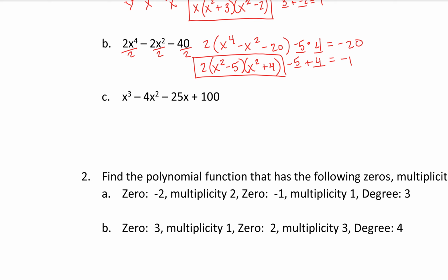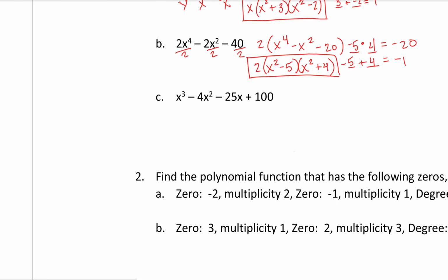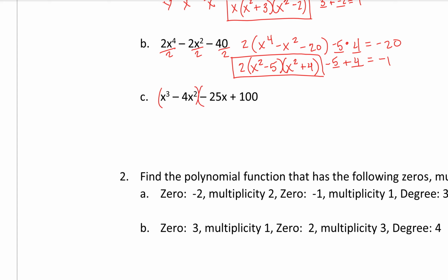All right, C. This is just a quartic. It has 4 terms, so we are going to group the first 2 and the last 2. And of course, we're going to pull out an x squared, and then we're going to pull out a -25. My x squared comes to the front, and I divide, and I get an x minus 4. Minus 25 comes out front, and I'm left with an x minus 4. I'm going to factor them so that it's x squared minus 25 times x minus 4.